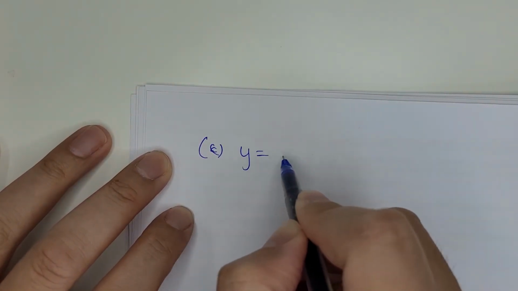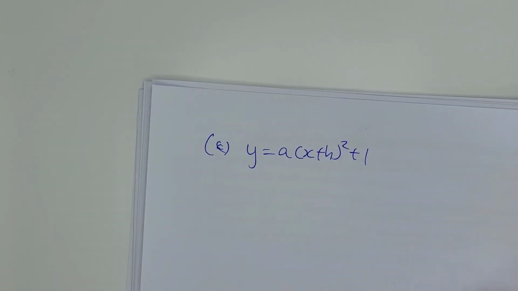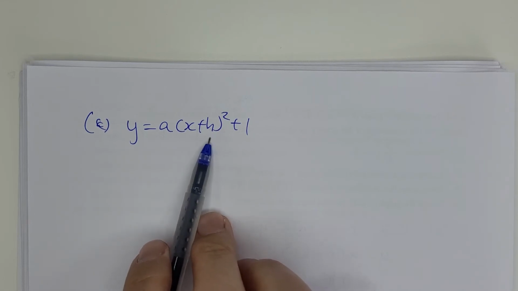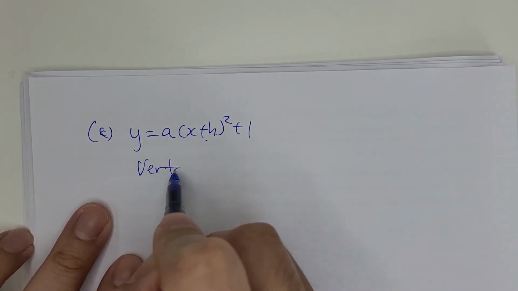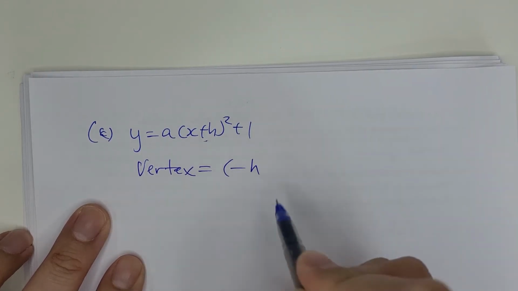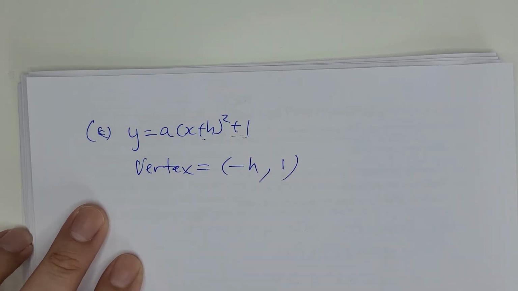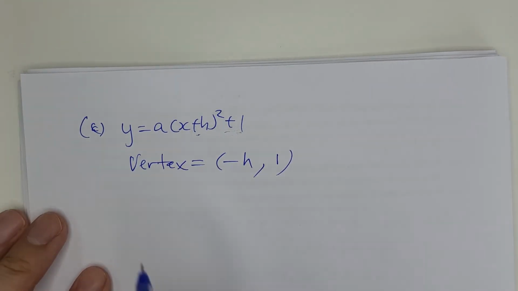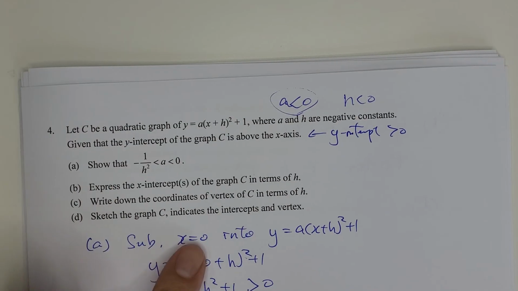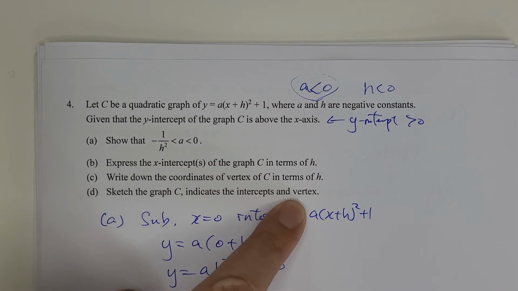The graph is y equal to a x plus h all squared plus 1. And many of you think that, okay, the vertex is h, 1. No. If this is positive here, then the vertex will be negative h. And the y coordinate of the vertex is just copying this one, 1. So the vertex is negative h, 1. So finally, you need to sketch the graph of this curve C, indicating intercepts and vertex.